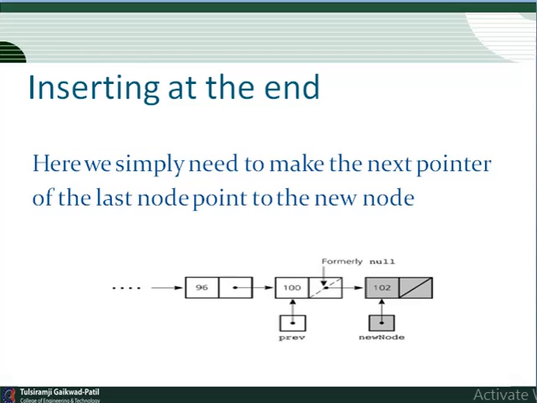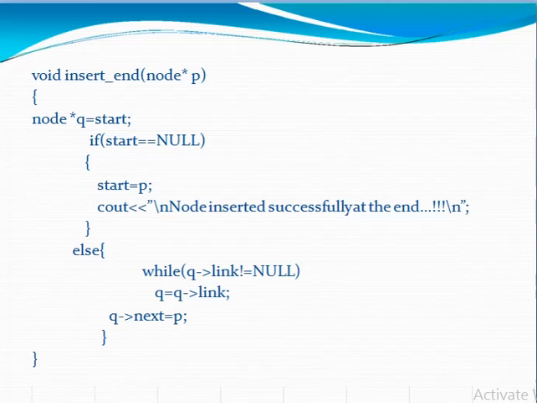Next, inserting at the end of the linked list is again the same thing. We have to change the address of the null node, which is already null, to the newly inserted node which we are going to insert at the end of the linked list. Here we simply need to make the next pointer of the last node point to the new node, which is already a null. This is the code for the same.